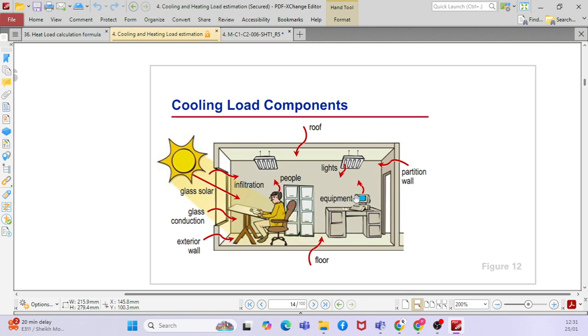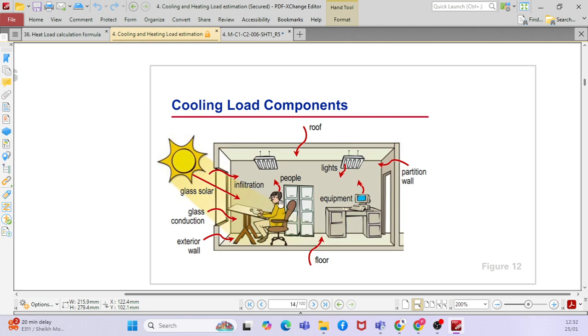When you talk about people, they release sensible load and also latent load. How does latent load come? For example, when a person inhales or sweats, they release moisture content. So the human body produces both sensible load and moisture load, which is latent load. So here you have two types of loads.